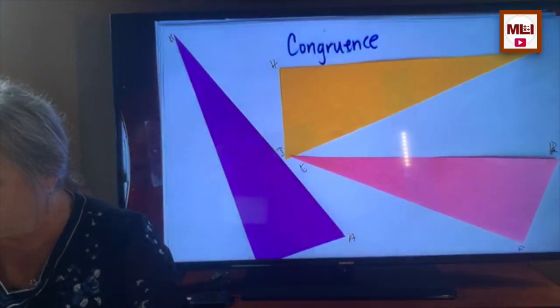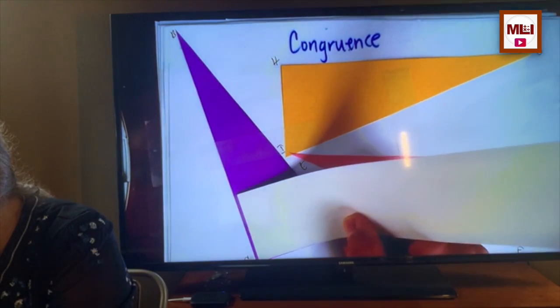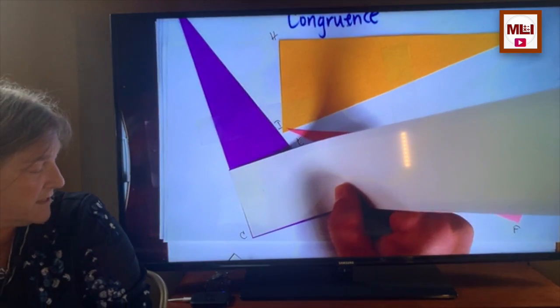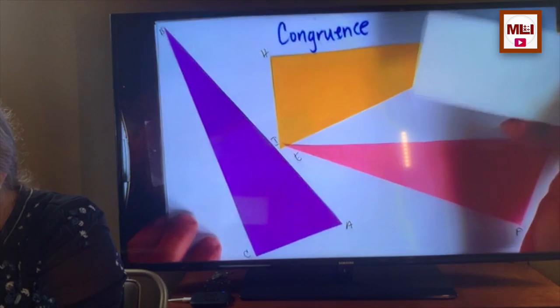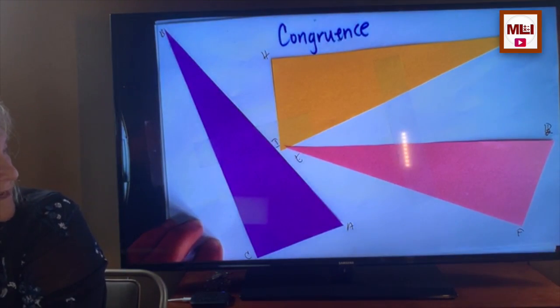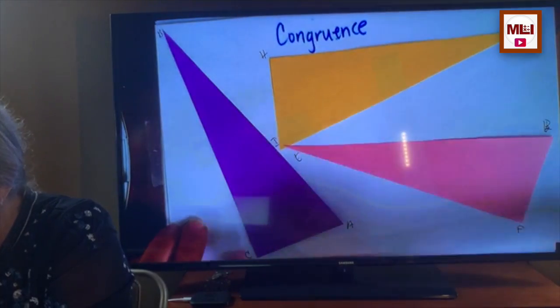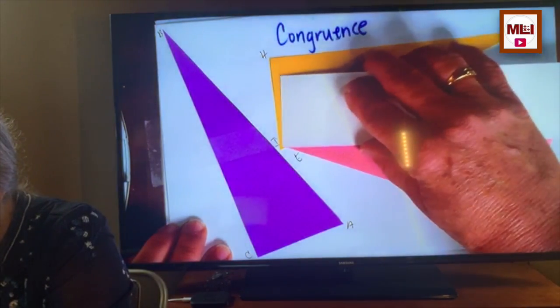Okay, so I know that angle C here is my right angle. It matches perfectly up. Hopefully you can see it there. I know that's C, and it should be exactly the same as some others. So let's see what it would be the same as in our yellow triangle. So we know it's not this one, right? We know it's not this one.